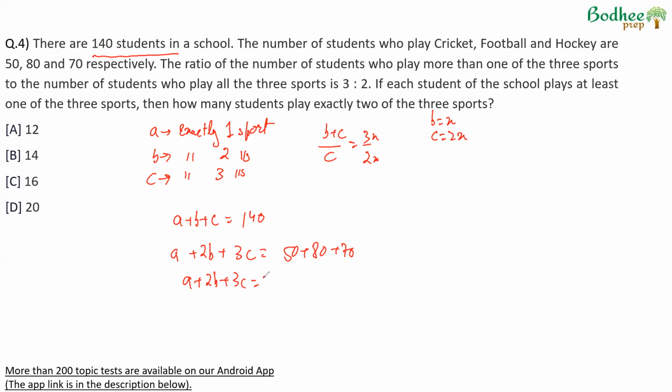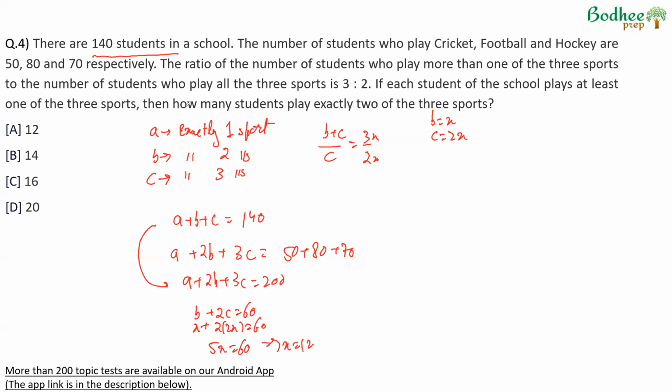580, 130, 200. So, if we take this equation and subtract it from here, A and A cancel, 2B minus B will give us B, 3C minus C will give us 2C, and this should be equal to 60, which is 200 minus 140. We know that B is equal to x, C is equal to 2x. So 2 into 2x is equal to 60. 2 2s are 4, 1 plus 4 is 5, 5x is equal to 60, or x is equal to 12.